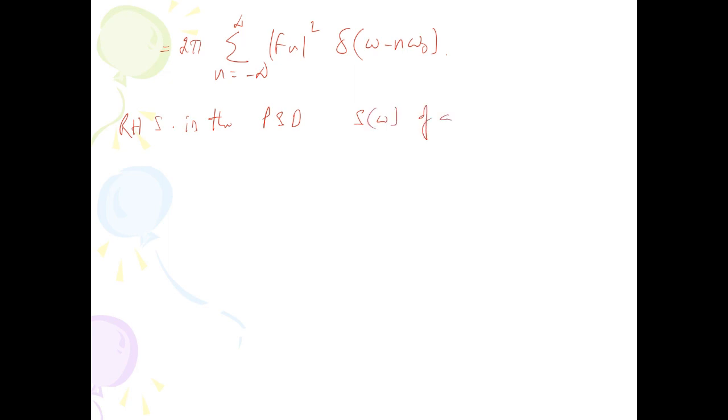So this is equal to 2 pi into summation n is equal to minus infinity to plus infinity mod f_n square into delta of (omega minus n omega naught). So the right hand side equation is the power spectral density S of a periodic signal f of t. Hence, the autocorrelation function R of tau and the power spectral density function S of omega are a Fourier transform pair.